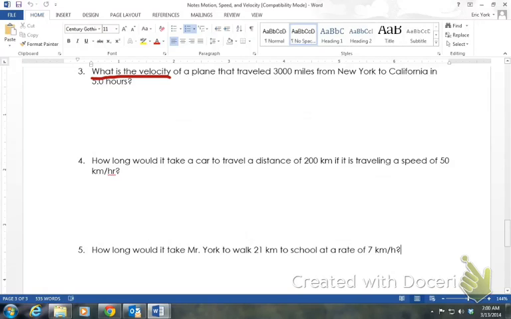Now remember, velocity has to do with direction. So instead of velocity, I'm just going to find speed. Speed and velocity are the same thing, it's just that velocity has direction and speed doesn't. So on this page, if it asks for velocity, just do the speed. Don't worry about the direction. So this question is asking for velocity.